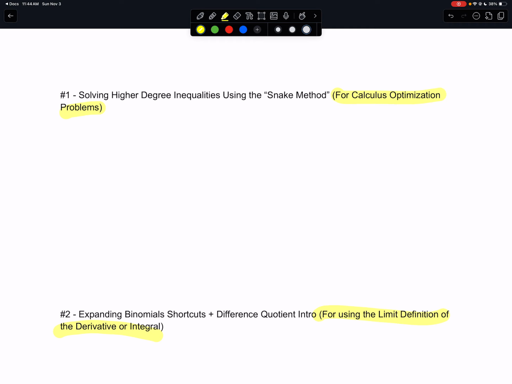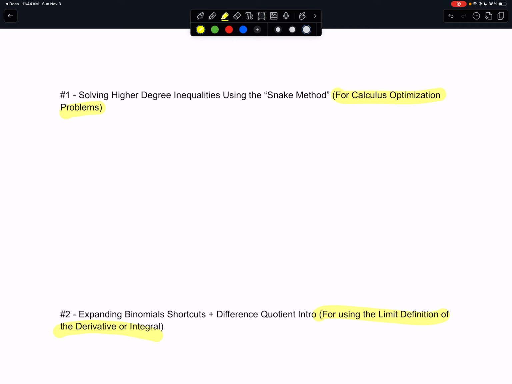So anyway, let's start off with solving higher degree inequalities using the snake method. And you're probably like, what the heck is a snake method? We're going to talk about why it's called that. Not everyone calls it that. That's just how I learned it. But you'll see it as we go. It'll form a snake.